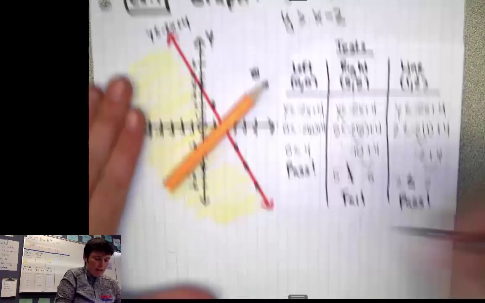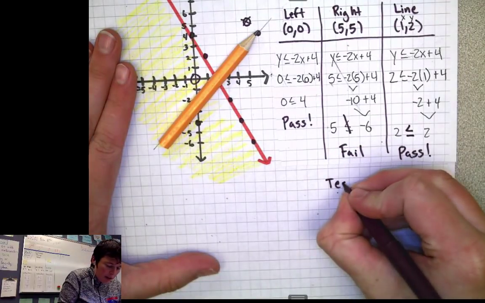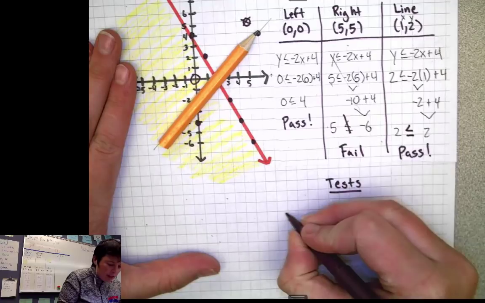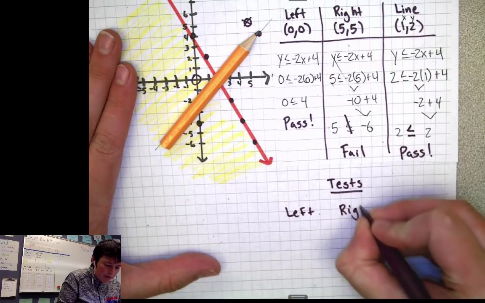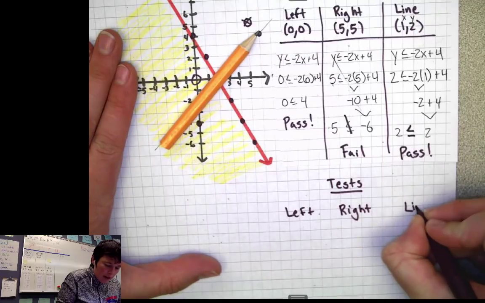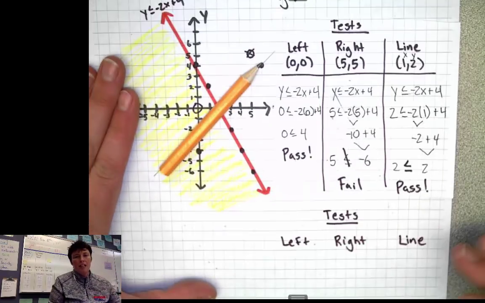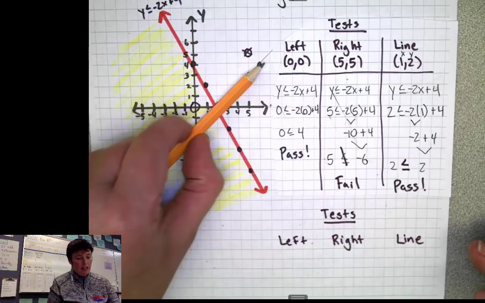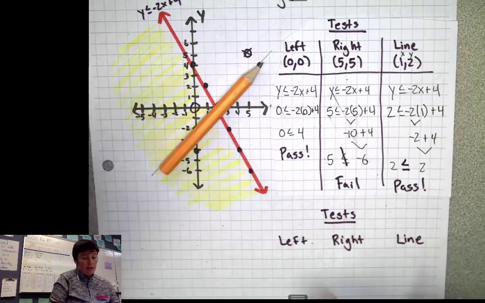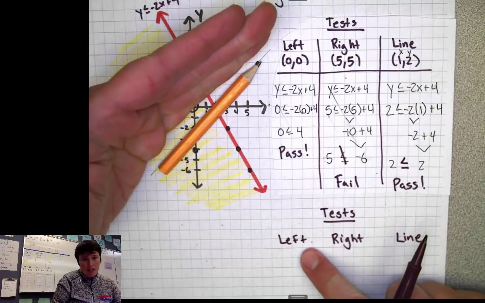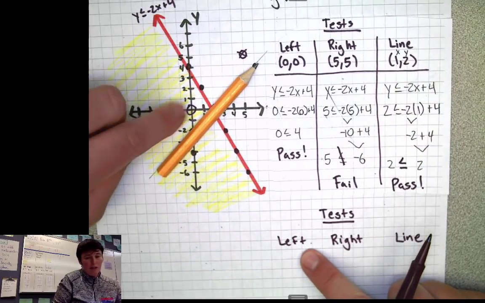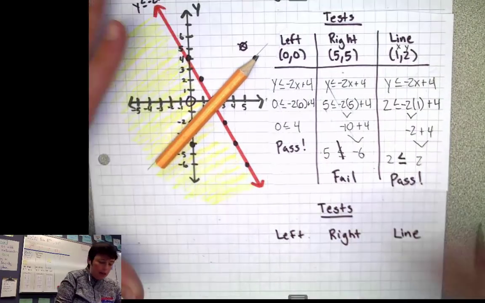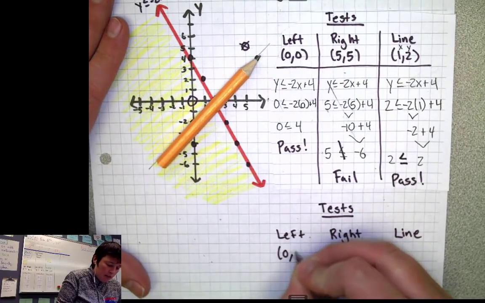So I'm going to write down below tests, and I'm going to look at the left, the right, and the line, again. But this time focusing on this line that's right here. For the left side, I'm talking about everything up above. Now, I could pick anything I want that's up here. I'm thinking 0, 0 again because that's an easy point on the left. So I'm going to test 0, 0.